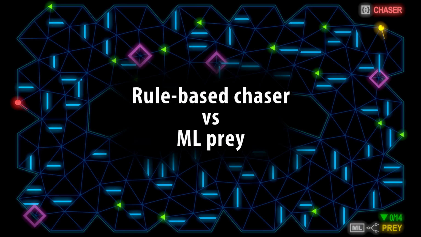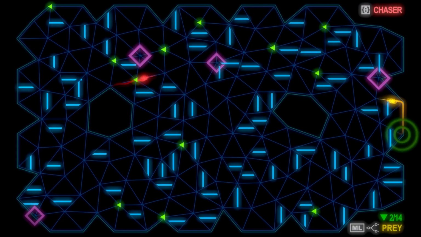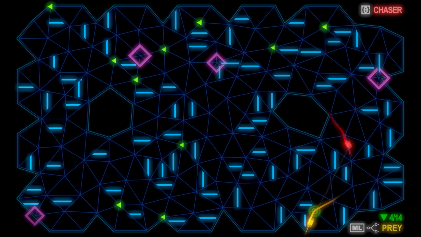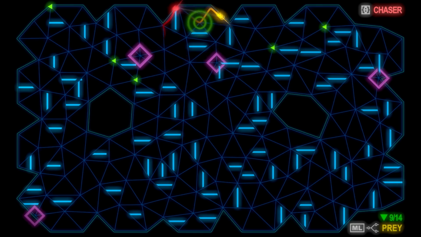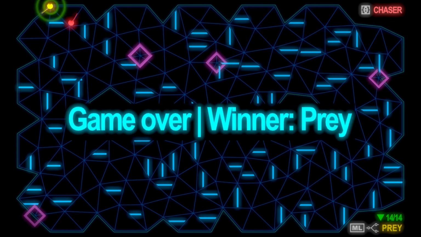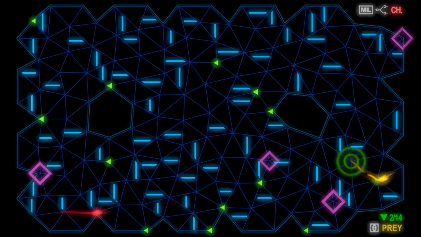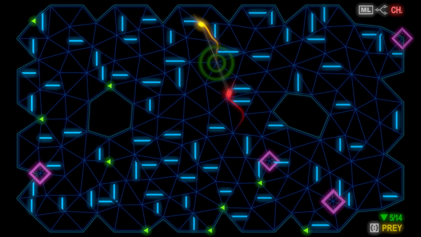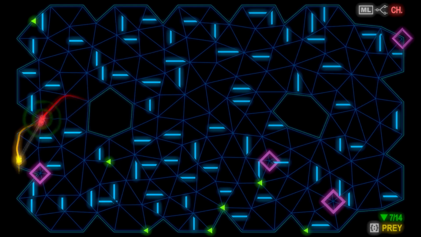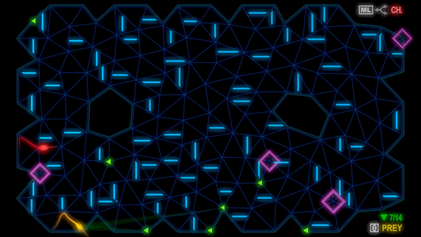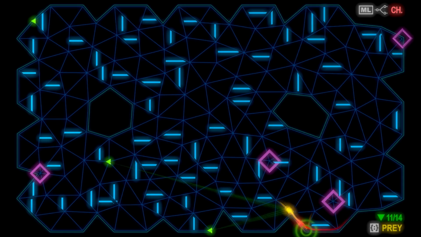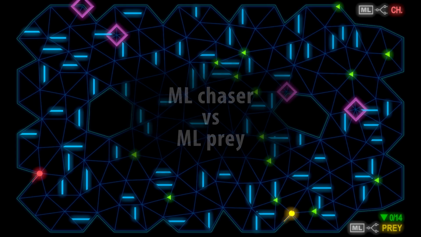Now a rule-based chaser versus ML prey. Here's an ML chaser versus rule-based prey. Finally, both agents are ML trained.